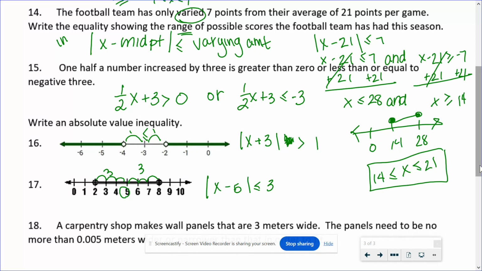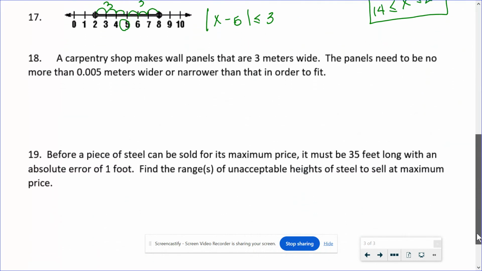And last but not least, number 18. A carpentry shop makes wall panels that are 3 meters wide. The panels need to be no more than 5 thousandths meters wider or narrower than that in order to fit. So again, we're still writing the absolute value inequality. So I'm going to take x minus the midpoint, which in this case is the 3. We are talking about the distance in between those, the range. So anytime we're talking about the inside part, the range of them, we're going to use our less than or equal to, and then 0.005. And I don't need to have that 0 in the front.